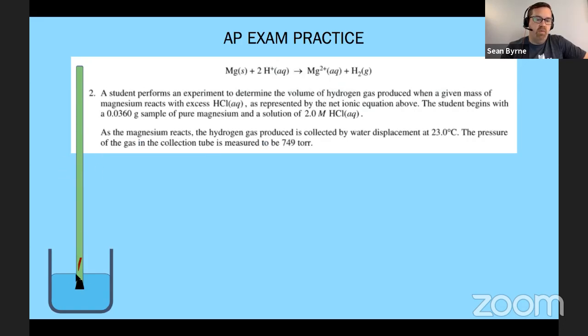For this setup, what we've done is we've put a rubber stopper in it, but this rubber stopper has a small hole in it, and that hole is going to allow water to be displaced if we produce gas, or liquid to be produced.